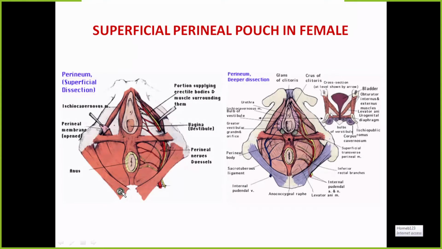So the anal triangle has basically no significance. It contains the terminal part of the anal canal, and nerves and vessels. Okay? Now next is the perineum. The perineum has two types: one is the obstetrical perineum, another is the anatomical perineum.